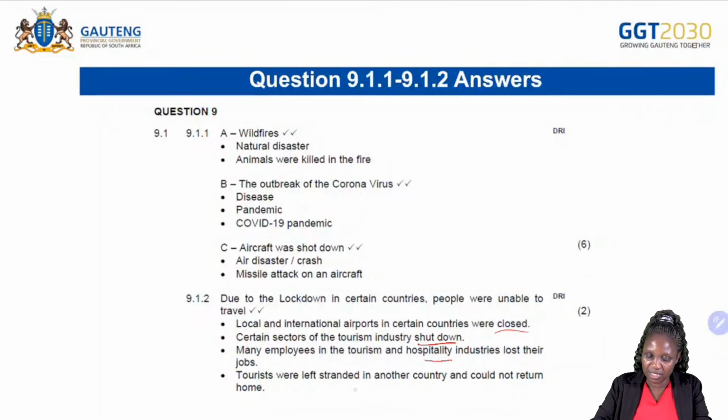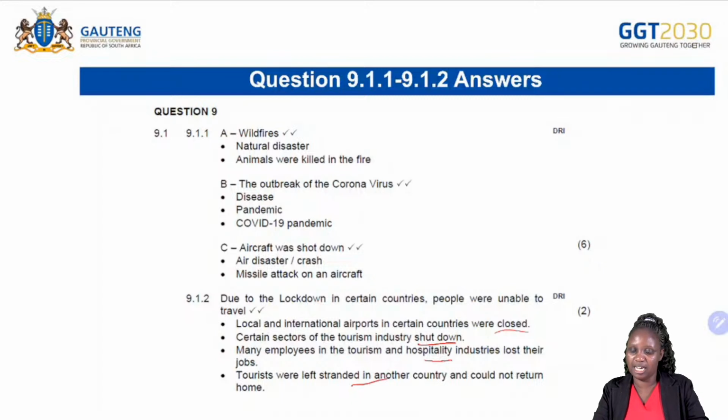Tourists were left stranded in other countries and could not return home. Some people were in other countries when COVID-19 started and they were left stranded. They had to stay in a foreign country because lockdown found them in that country.